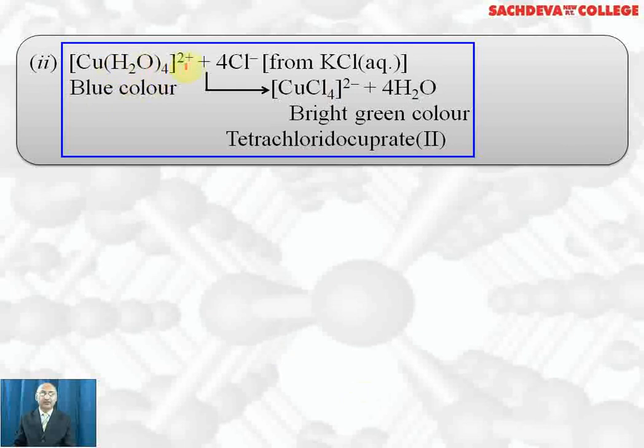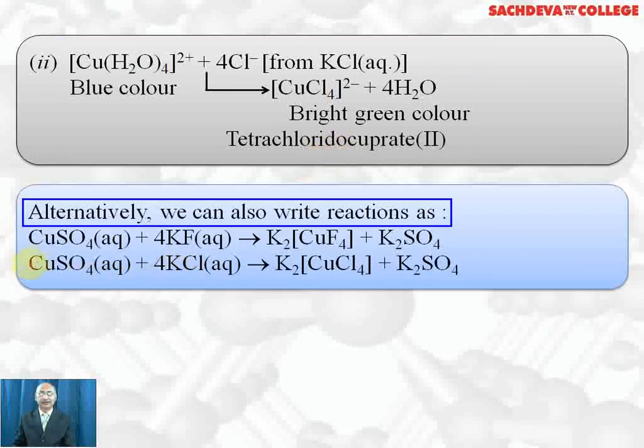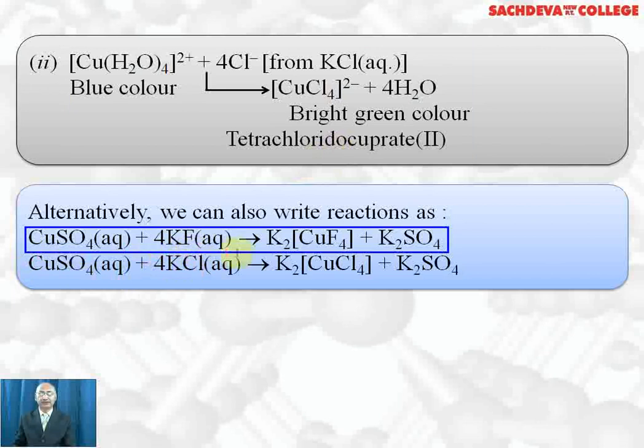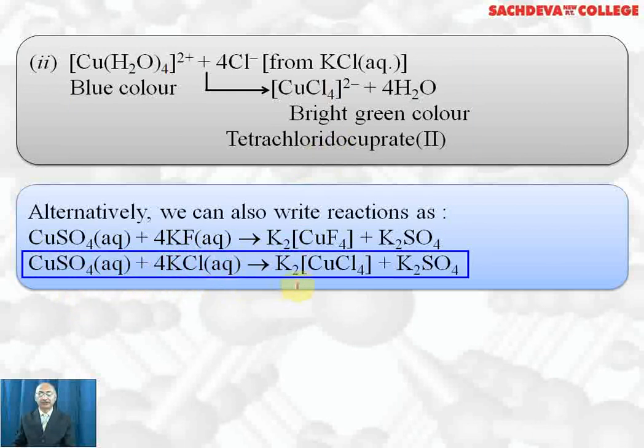The tetraaquacopper(II) ion is blue in color, and reacts with 4 moles of chloride ion from aqueous KCl, forming [CuCl4]2- plus 4 water. This is bright green in color, tetrachloridocuprate(II). Alternatively, we can write CuSO4 plus 4KF gives K2CuF4 plus K2SO4. CuSO4 plus 4KCl reacts to form K2CuCl4 plus K2SO4.